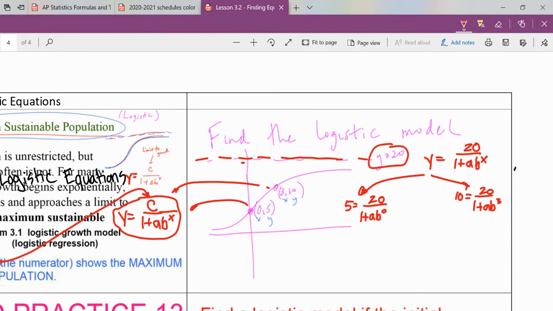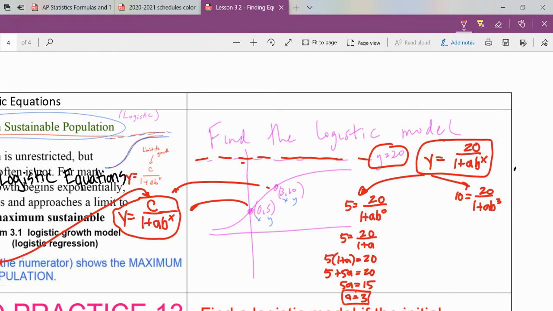If I can solve one for a or for b and substitute in the other, I can get both the a and the b value to put back into this equation to find the exact model. Here, I'm going to start with the first equation because b to the 0 is just 1. So this is really just 5 equals 20 over 1 plus a. I can clear this fraction, so 5 times 1 plus a equals 20. Distribute: 5 plus 5a equals 20. Subtract 5 from both sides, so that's 15. So a equals 3.